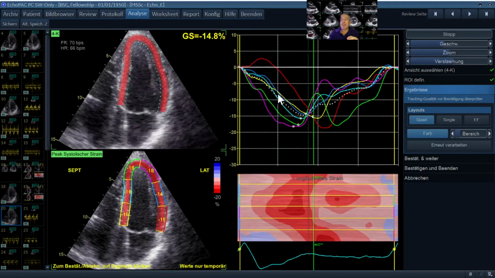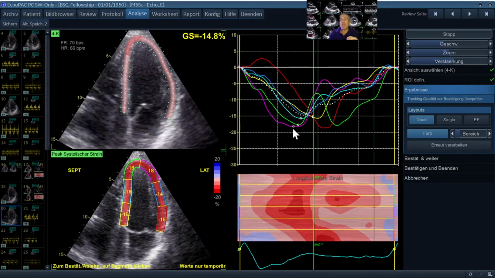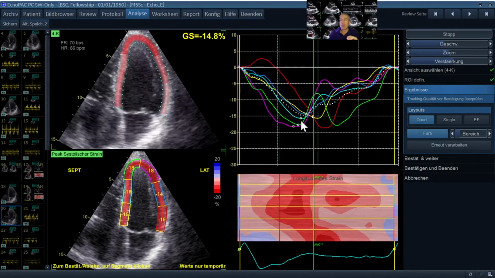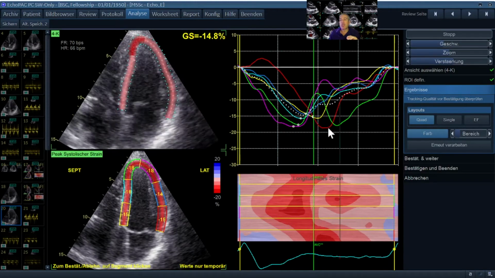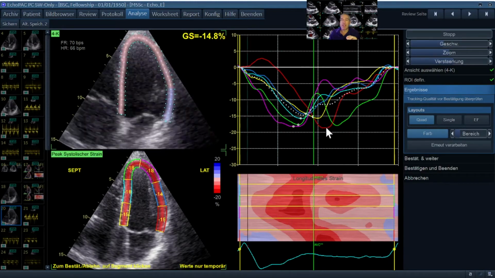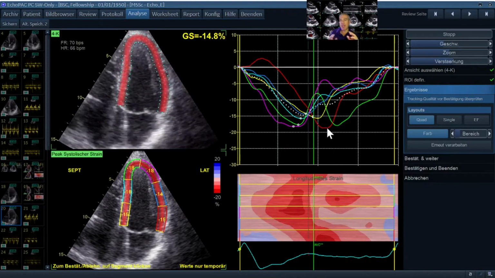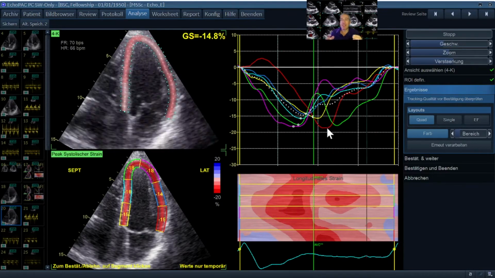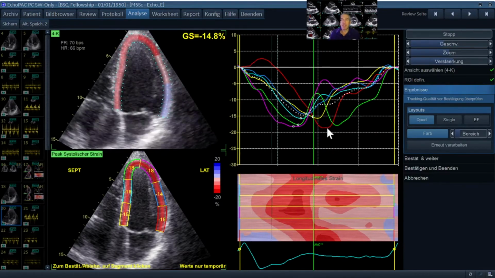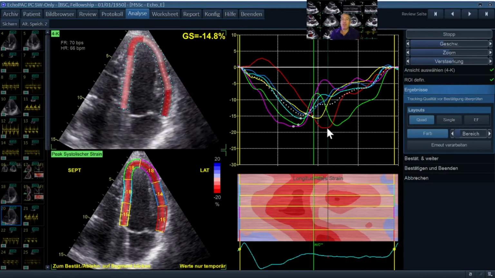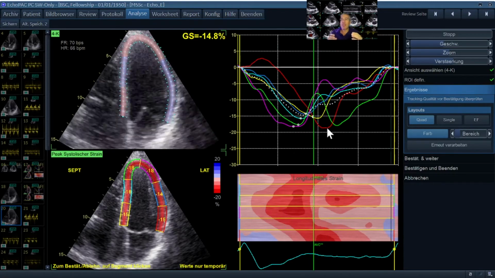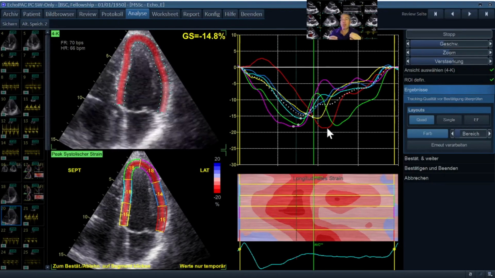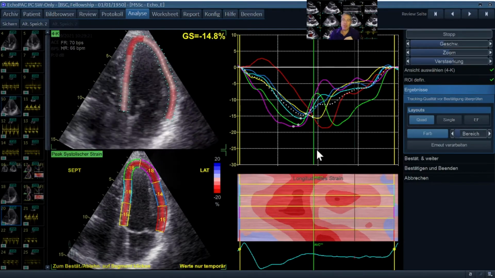It's late activated, there is early peak of most segments, and there is a post-systolic peak of the basal lateral segment. So it's a left bundle branch block like dyssynchrony by RV pacing. RV pacing would leave this patient in heart failure. It might even aggravate heart failure.